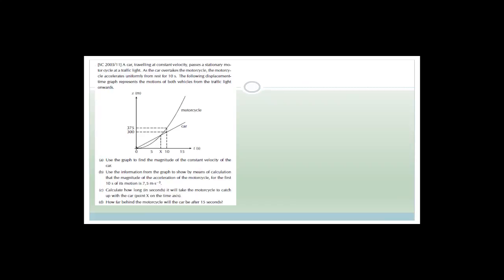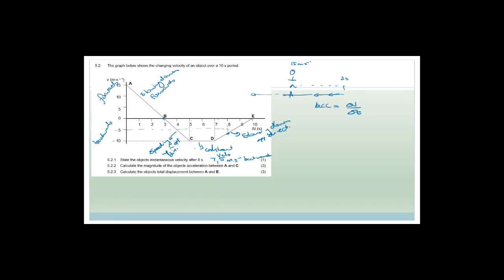Okay, so if that's the case, do you agree that we need to use the gradient? They want the acceleration from A to C. So we're going to call this point 2 and this point 1. And we're going to say that this here is minus 10 minus 15, all over 5 minus 0.